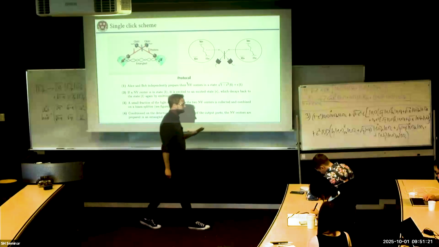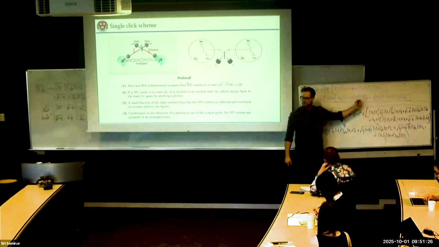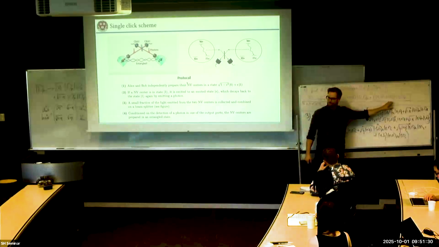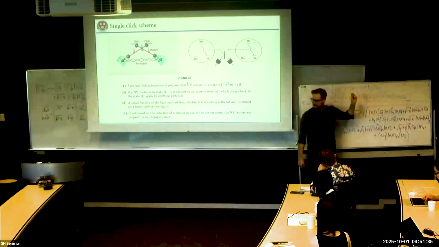Yes. So I haven't detected yet. This is how the state looks like before the detection. When I detect, I'm going to project onto either that one or that one. Right? So the detector is going to measure whether detector left or detector right clicked. That's going to project onto one of these.